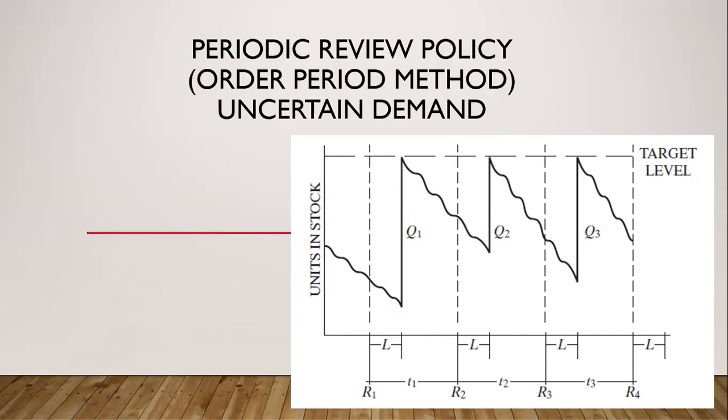So here we order at particular time intervals, that is T1, T2, T3, and these are lead times. The quantity ordered is not the same but variable, and the quantity ordered is such that we maintain a target level. This is known as the order up to point.